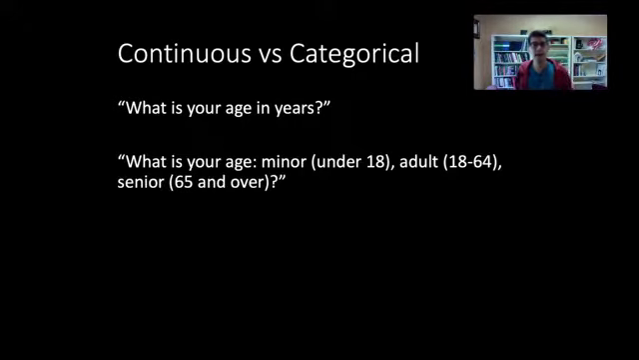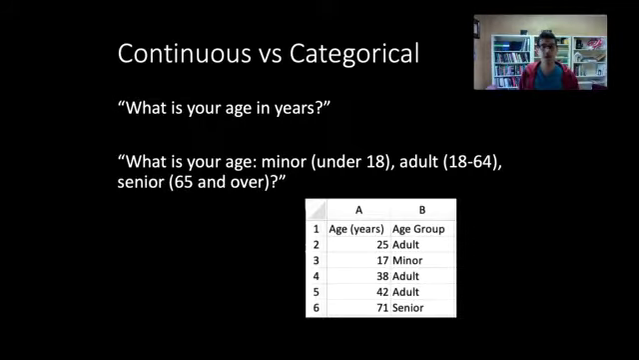And depending on how we ask that question or how we measure age, the data will look different. And so for the first question, asking for age in years, you can see the example of what the data will look like. You're going to have numerical responses for age. And then if we asked that second version of the question, then the age group is going to give us words that represent categories like adult, minor, or senior. And so when you're trying to remember what is categorical versus what is continuous, imagine how you're asking the question to measure that variable and whether that question will give you numbers or words.